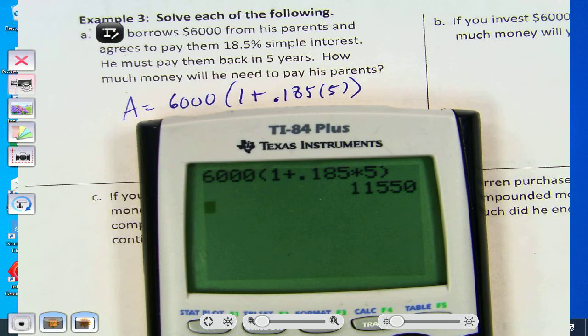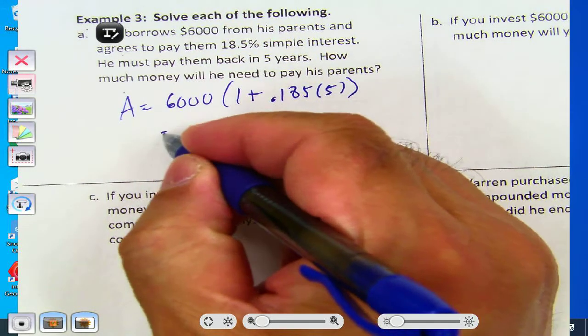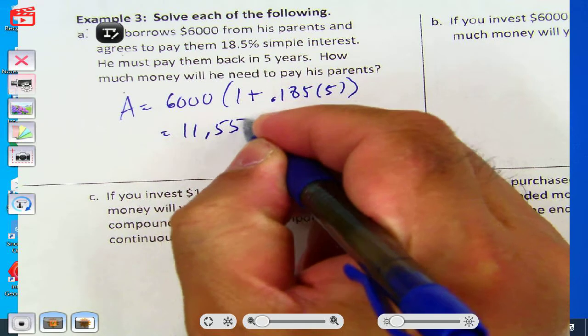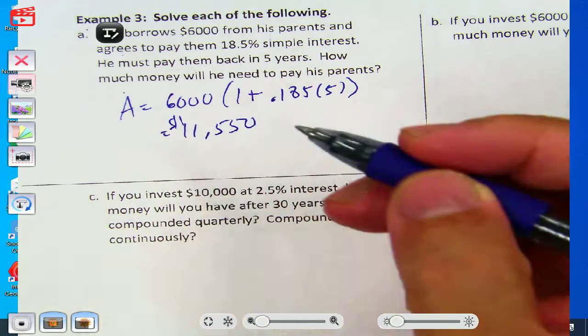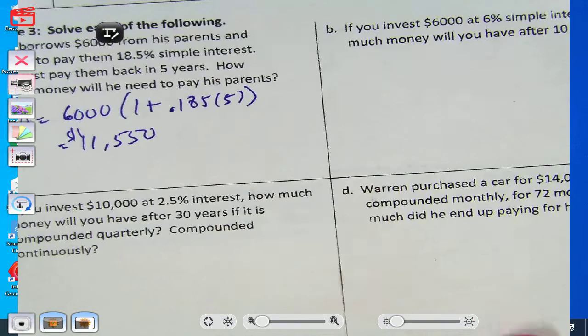So you borrowed $6,000 from your parents, but you have to pay them almost $12,000 back. That's what interest does. That just sounds like you have sucky parents. No, they're just teaching you a life lesson. That's a very high interest rate for a life lesson. Almost $12,000.